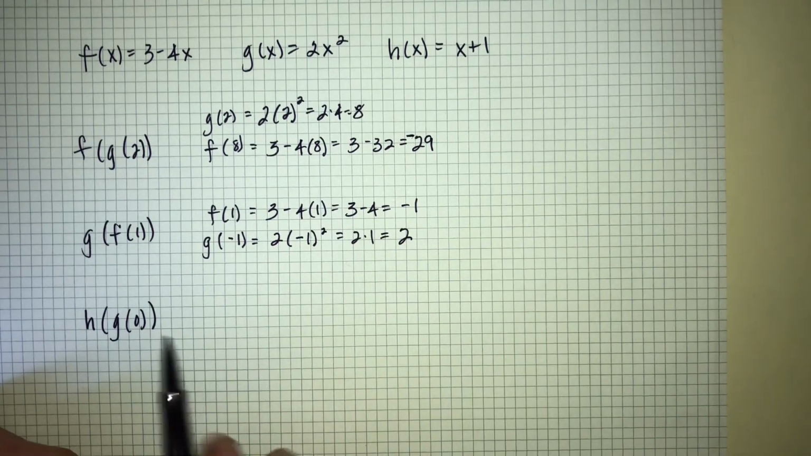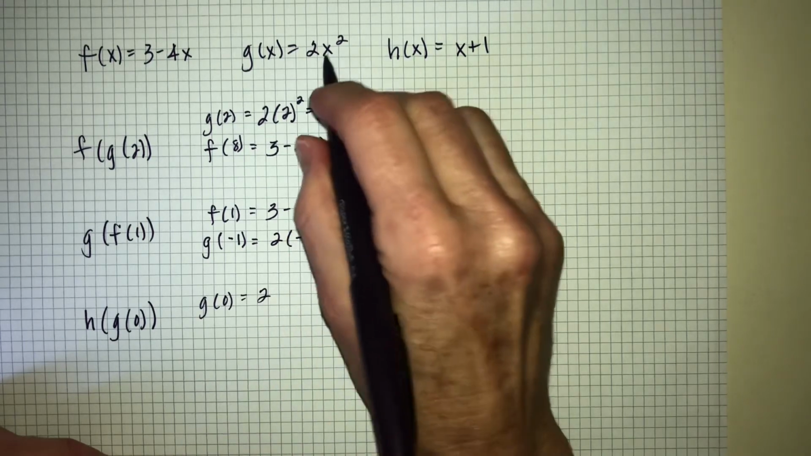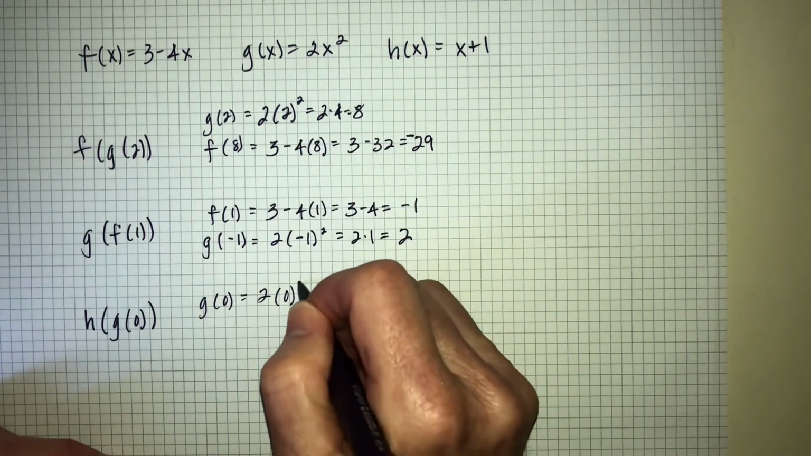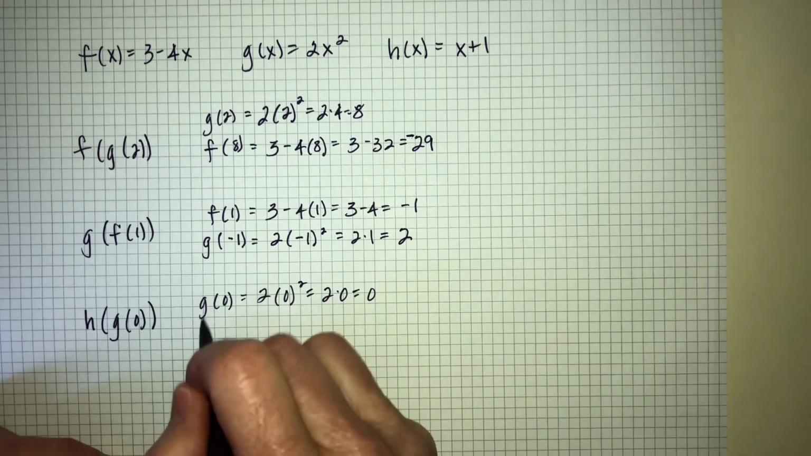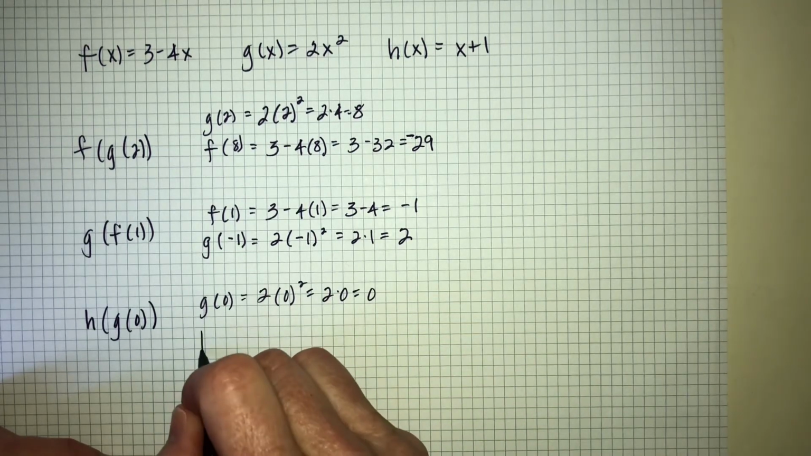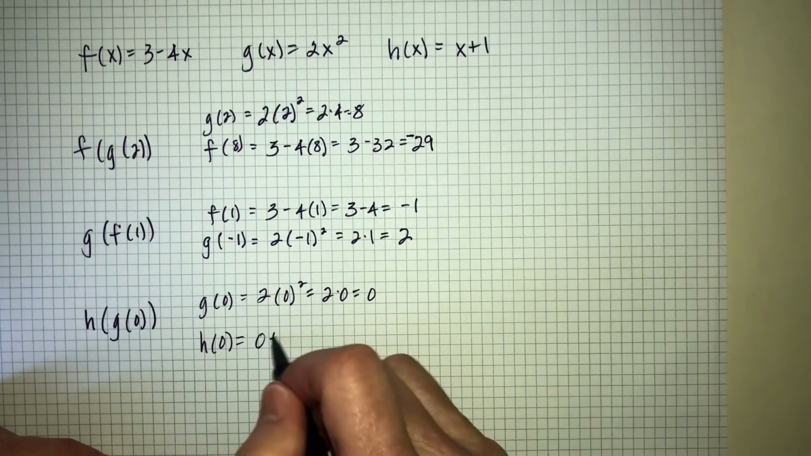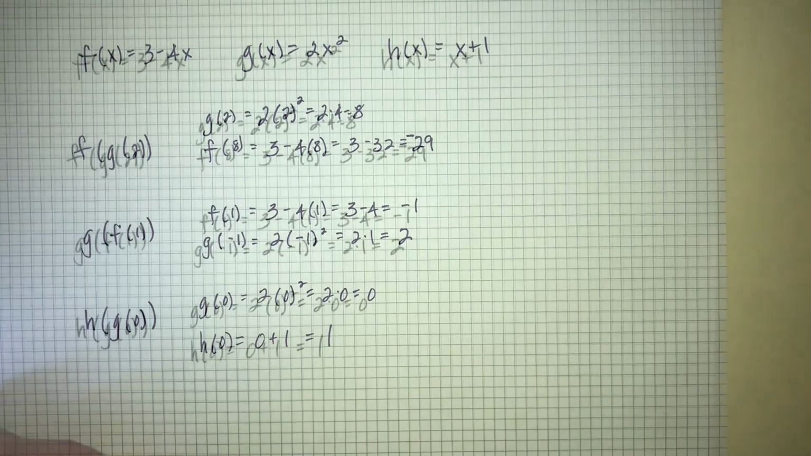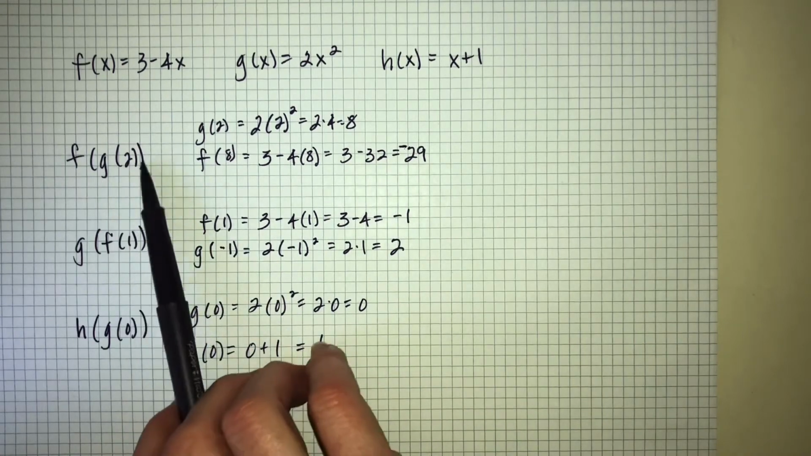And for our last one, if you want to pause the video and quiz yourself, you might want to do that here. Okay, so h of g of 0. Okay, working from the inside out, g of 0 is 2, and then we plug in 0 for x. 2 times 0 squared, well, 0 squared is just 0. 2 times 0 is 0. Then we plug in 0 for the function h, and then we get 0 plus 1, and our answer is 1.